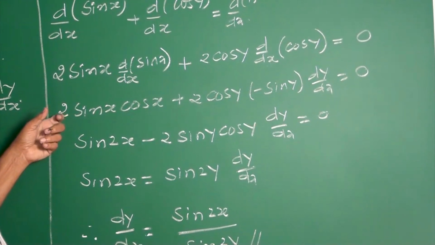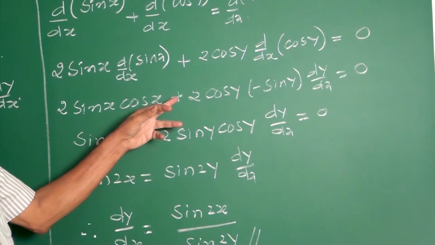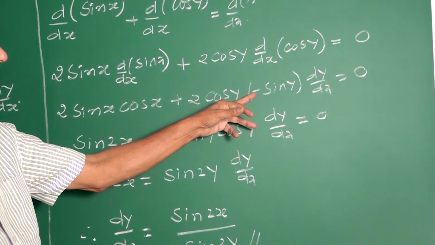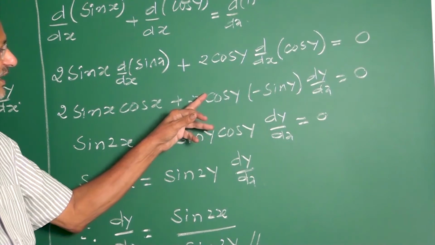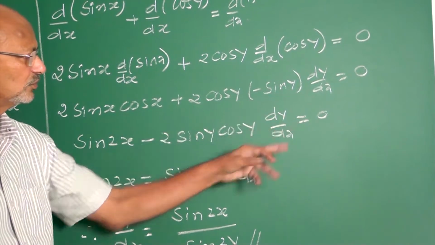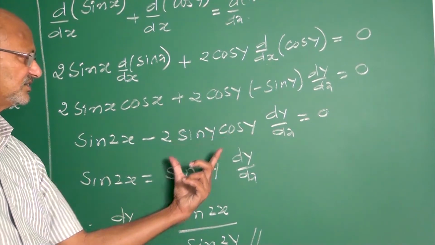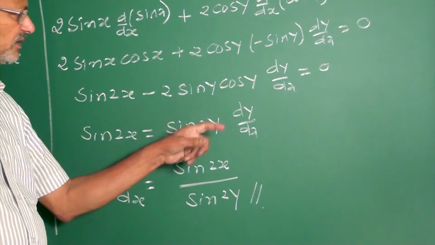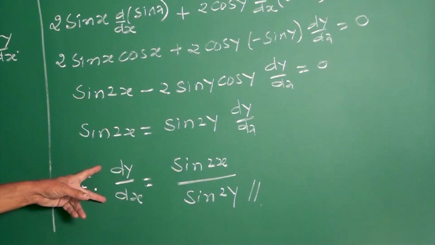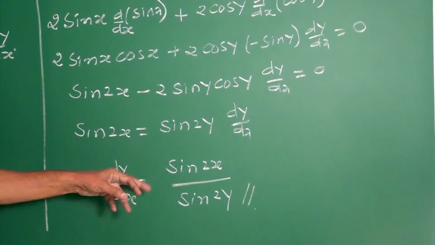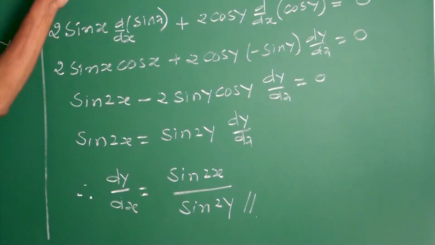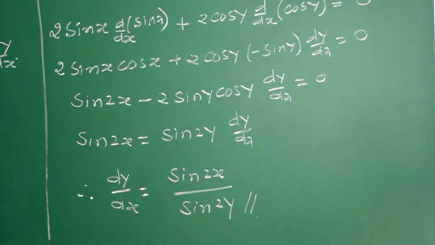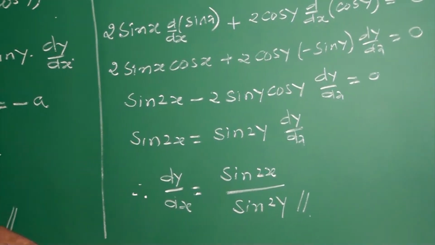Your trigonometric formula, sin 2x, simplify, plus minus is minus, 2 sin y cos y into dy by dx equal to 0. Once again, this is nothing but sin 2y. Shift to the RHS, dy by dx. Solve for dy by dx. It is sin 2x upon sin 2y, the answer for this question, my friend.